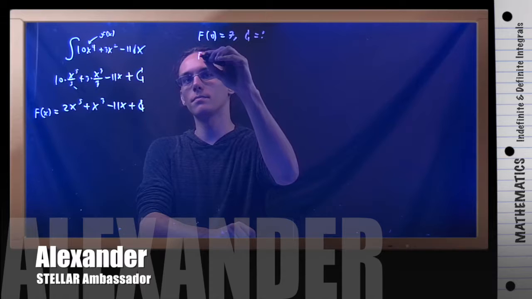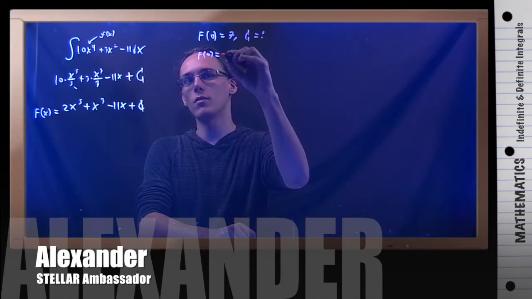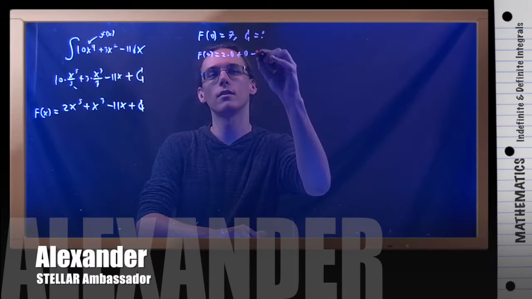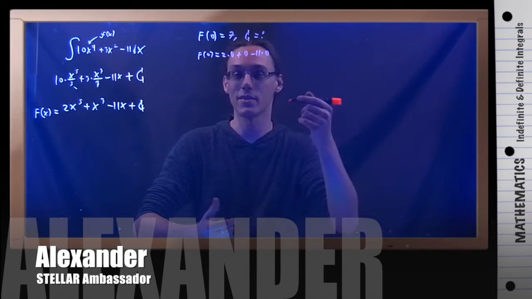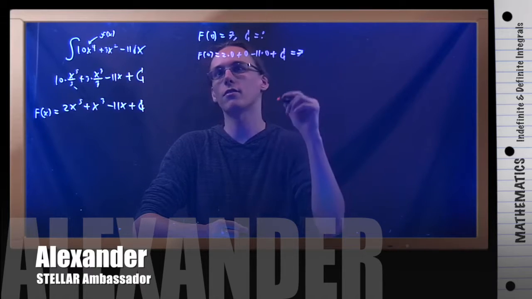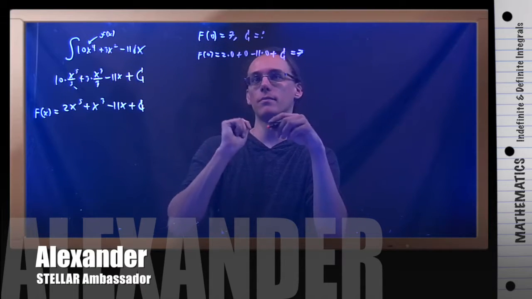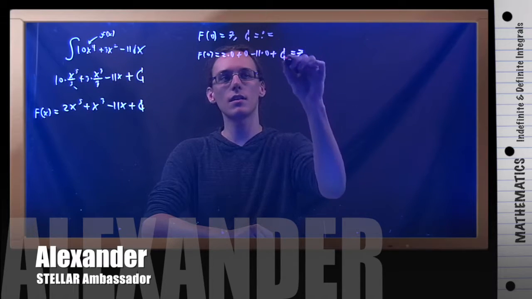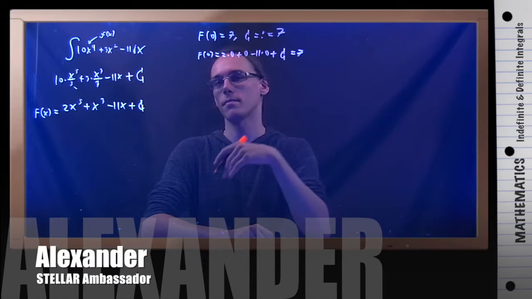So F of 0 would be equal to 2 times 0 to the 5th, which is 0, plus 0 cubed, which is 0, minus 11 times 0, which is going to be 0 as well, plus c equals 7, because we're told that big F of 0 is 7. Notice all these terms drop out, and so I just wind up with c being equal to 7.